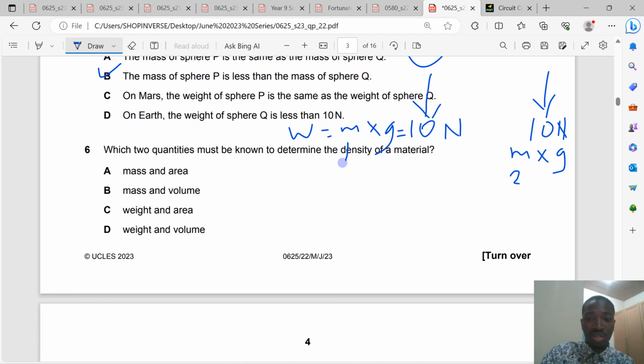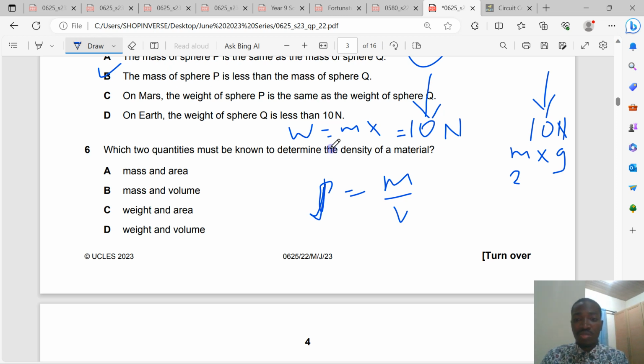So we go straight to question number 6. Question number 6 says, which two quantities must be known to determine the density of a material? What's the formula for density? Density is defined as the mass per unit volume. So in order to get the density of an object, you must know the mass, you must know its volume. Let's see, mass and volume. That's option B. Option B is the correct answer to question number 6. We go straight to question number 7.